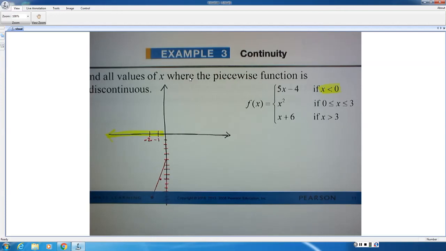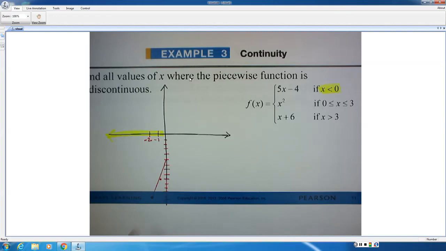I don't want to interrupt the flow or anything, but how did you get that line? I just plugged in negative 1. 5 times negative 1 is negative 5, minus 4 is negative 9. So negative 1, down 9. And then with negative 2, same thing. That's all right.